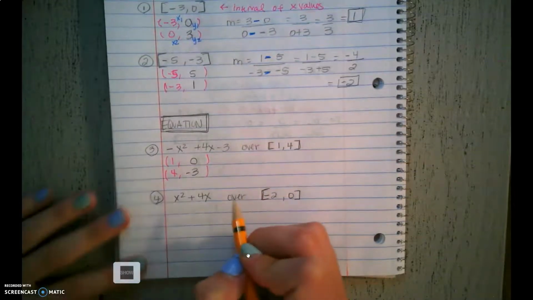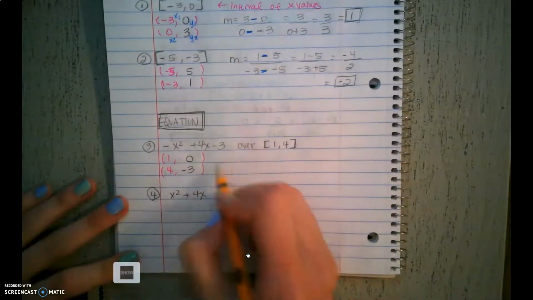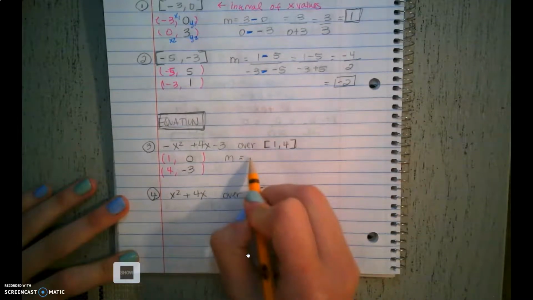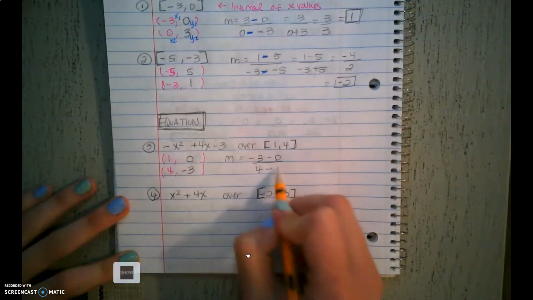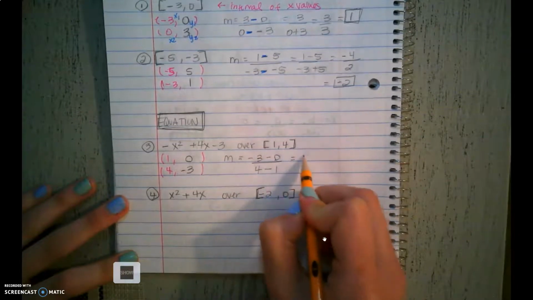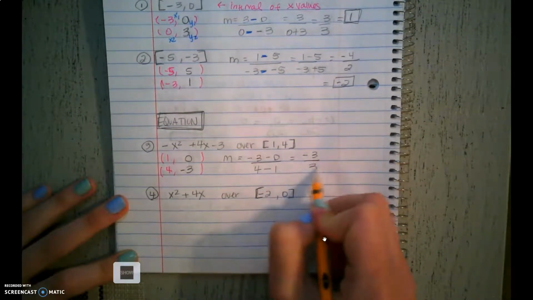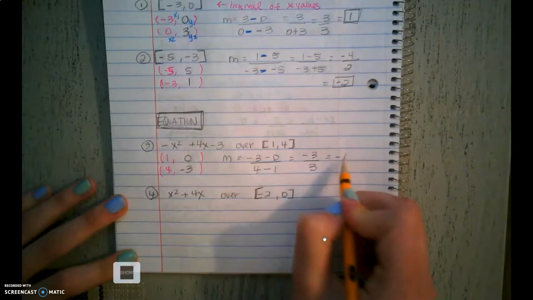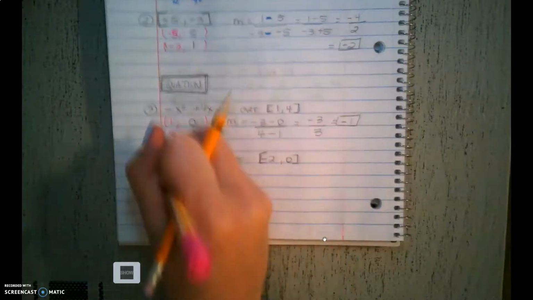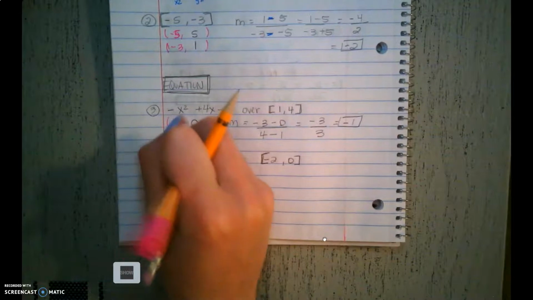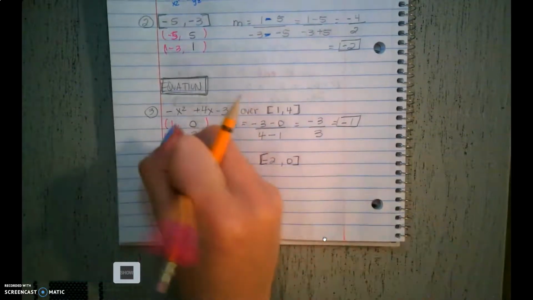Once you have those ordered pairs, again, we're just going back to our slope formula. y2 minus y1 over x2 minus x1. It's going to be negative 3 over 3. My slope is negative 1. Same thing works here. Again, this interval is only x values, so negative 2 and 0.